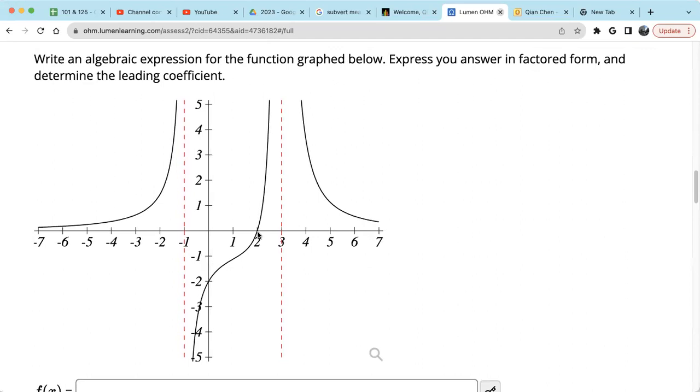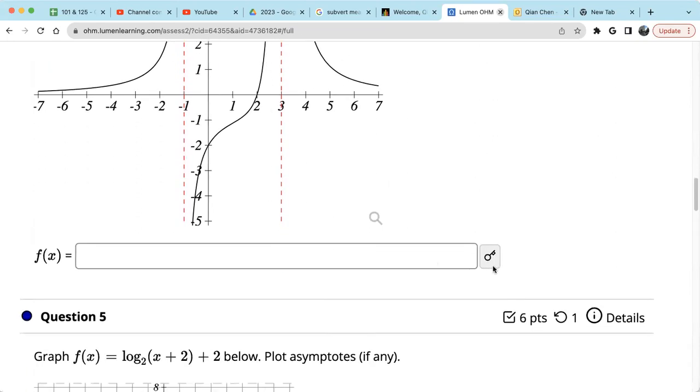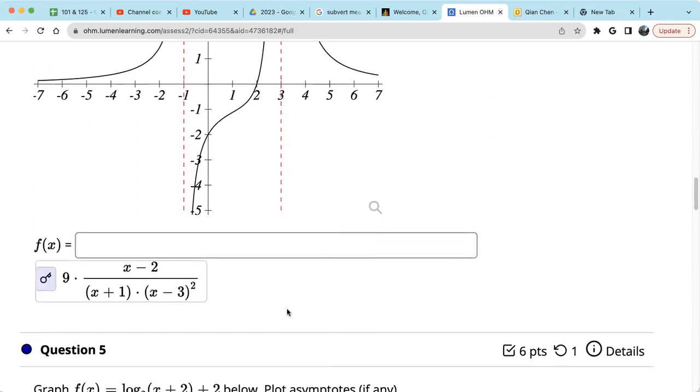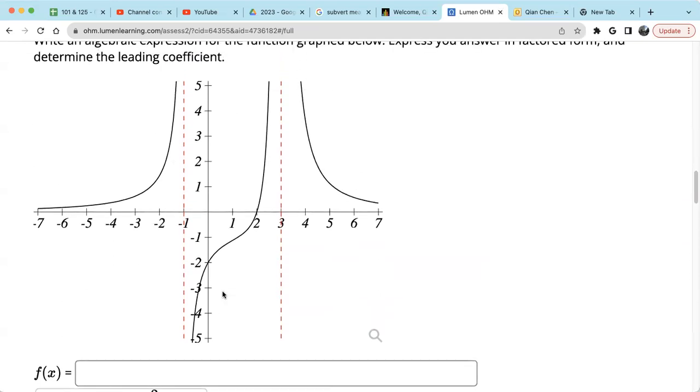function. Right? So we see 3 pieces of string. We see this one on the left and this one on the right, and then we see one in the middle. So that tells us this. Let me show you the answer first. You see, we have a square, right? We have x minus 2 in the numerator, x plus 1, x minus 3 squared. Let's see where do we find these pieces of information.